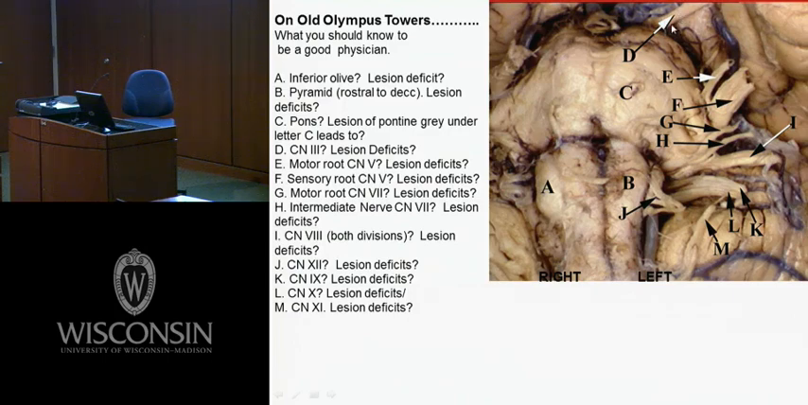So then you start thinking of a lesion here. My goodness, the lid would be down. The globe would be rotated down and out. Pupil would be blown. Lots of atrophy. Cranial nerve 3. E, you'll have to make a major decision here.